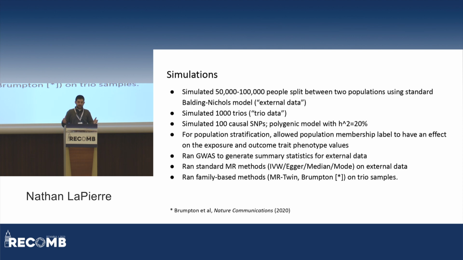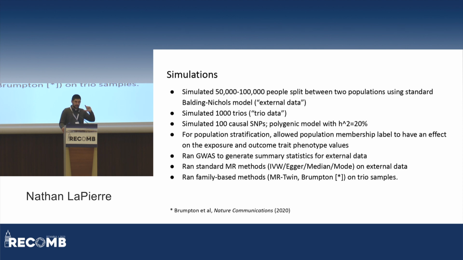And this is designed to be typical of the data set sizes you'd see in reality. Then we simulated our exposure and outcome phenotypes. For each of those, we simulated 100 causal SNPs, and we had a polygenic model with the heritability equal to 20%. And I guess the key point of this is generating population stratification.